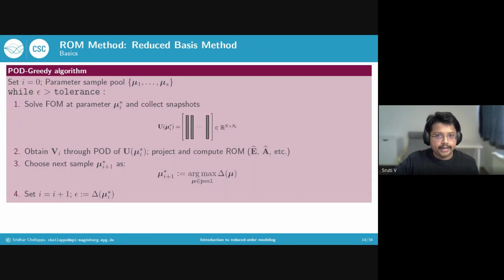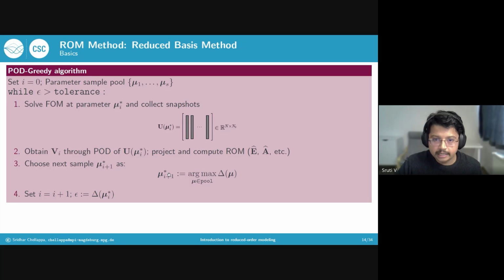In the POD, we just collect data and then you just apply the singular value decomposition. But in the case of the reduced basis method, we do this in an iterative fashion, which I will briefly explain now. We start with the pool of parameter samples, mu1 to mu(s). So we don't solve the differential equation for all samples. We just have this parameter set. To begin with, in the first iteration, we solve the full order model at exactly one sample from this, which is denoted by mu star I. And then you collect the snapshots, you perform the POD on the snapshots, you get your projection basis VI. And you can use this VI just like we did before to get your reduced matrices E hat, A hat, and so on, which gives you the reduced order model.